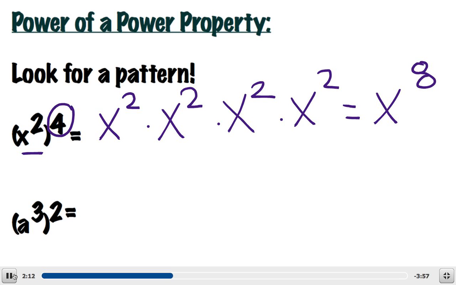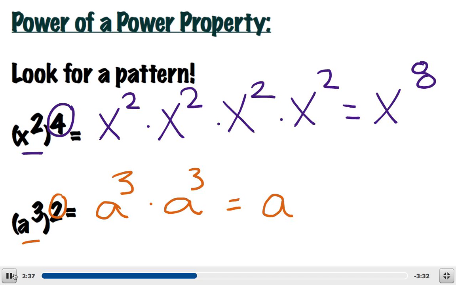My next example, I have a to the third power squared. So that means I take a cubed and multiply it by itself 2 times. So I can write that as a to the third power times a to the third power. Using my product of powers property, a to the third power times a to the third power can be written as a to the power of 6.